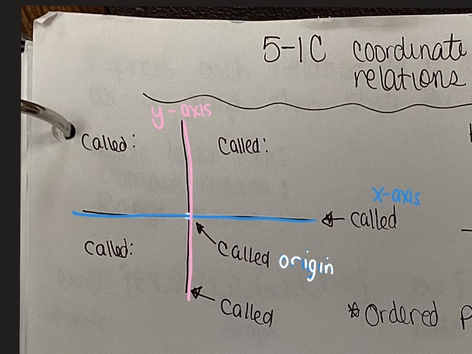So the x-axis goes side to side. The y-axis goes up and down. If I'm numbering the x-axis, then positive 1, 2, 3, and so on goes that direction. If I'm numbering to the left, negative 1, negative 2, negative 3, and so on. The pink numbers, if I go up, I'm going positive 1, 2, 3. If I go down, I'm going negative 1, negative 2, negative 3.